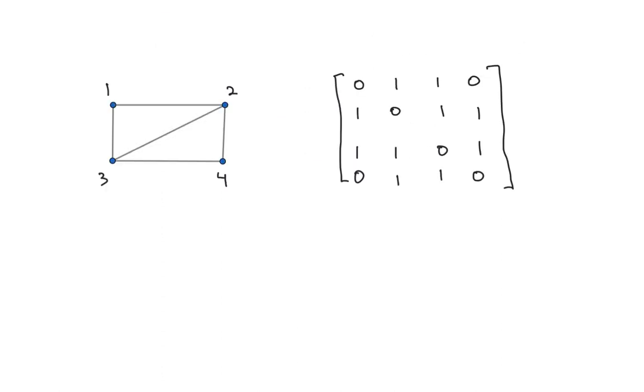So for instance, if I take this graph here, where I've chosen to label the vertices 1, 2, 3, and 4, then that tells me that the first vertex corresponds to the first column and first row. The second vertex is going to correspond to the second column and second row. The third vertex is going to correspond to the third column and third row. And finally, the fourth vertex is going to be the last.